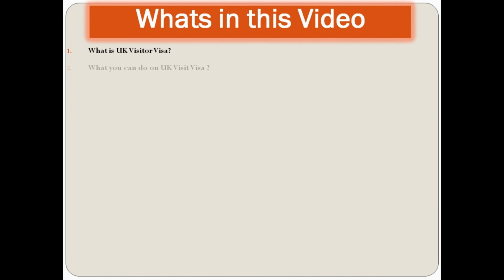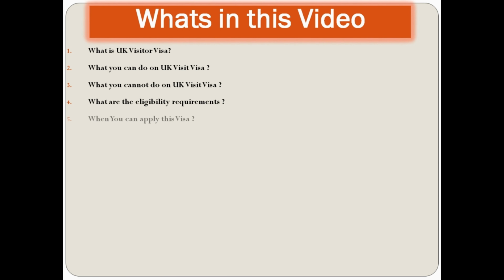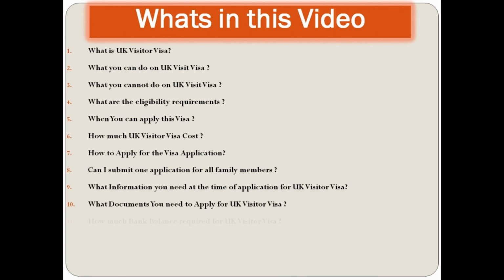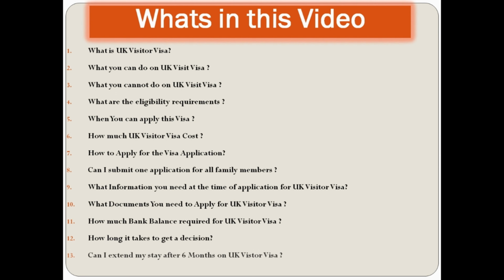In this video, I will discuss what is the UK visitor visa, what you can do on this visa, what you cannot do on this visa, what are the eligibility requirements for this visa, when you can apply for this visa, how much the UK visitor visa costs, how to apply for the visa, can I submit one application for all family members, what information you need at the time of application for the UK standard visa, what documents you need to apply for this visa, how much bank balance is required for the UK standard visa, how long it takes to get a decision, can I extend my stay after 6 months on a UK standard visitor visa?